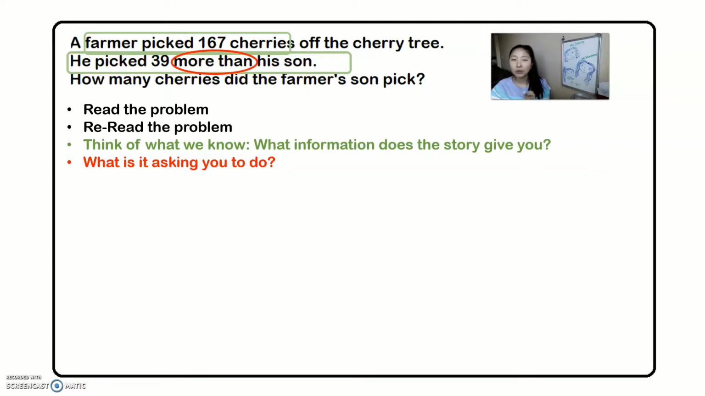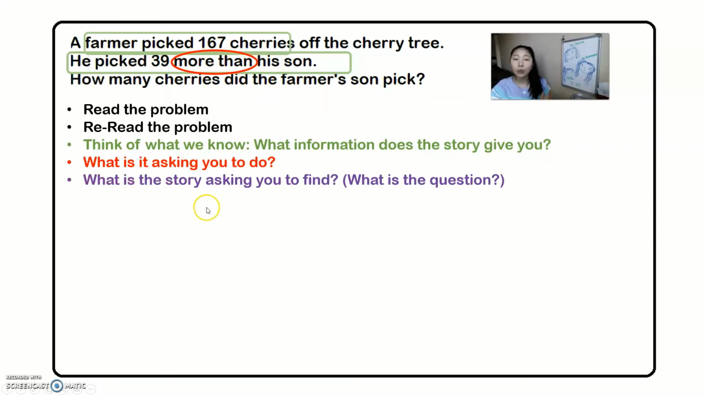But you also need to think about who picked more than who. So if he, who is he? They're talking obviously about the farmer in the sentence before. The farmer picked 39 more than his son. And you already know how many the farmer picked, so you should be thinking about what should I do with those two numbers? Now, what is this story asking you to find? Well, it's asking you to find the question. What is the question? It is, how many cherries did the farmer's son pick? It's the one with the question mark at the end.